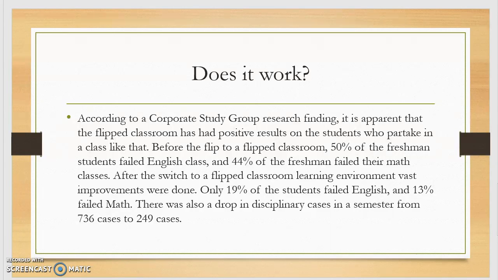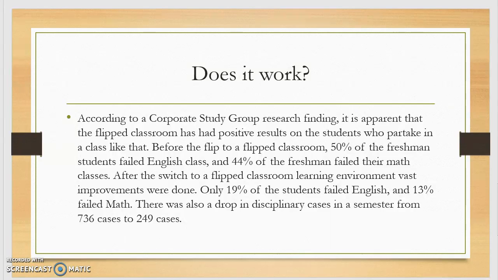So after doing the flipped classroom methods in class, a corporate study group did research to see if it actually was better than the normal classroom. They found that before the flipped classroom, 50% of freshman students failed English, and 44% of the students failed their math classes. And after they switched to the flipped classroom, the corporate study group found that only 19% of the students failed English and 13% failed math.